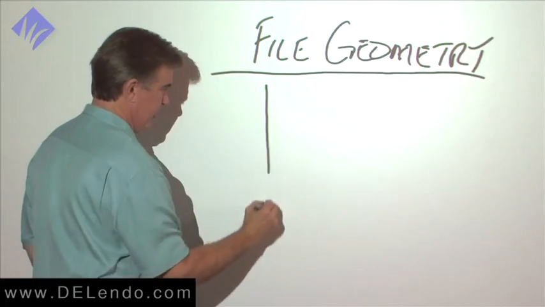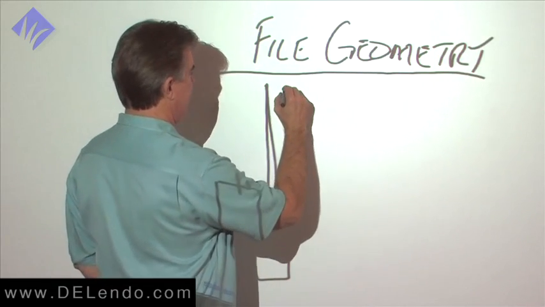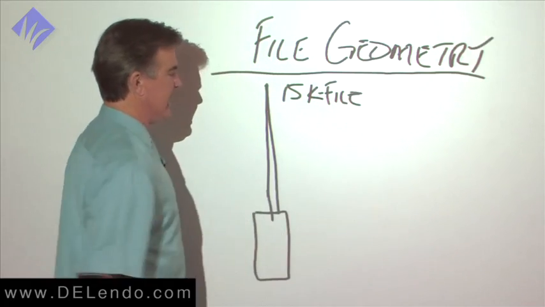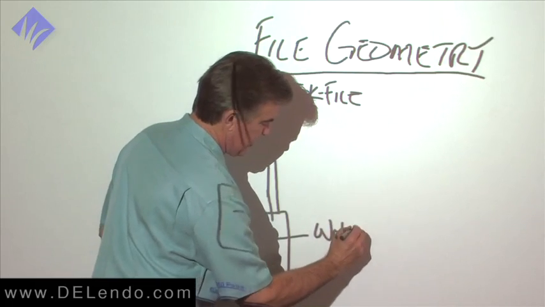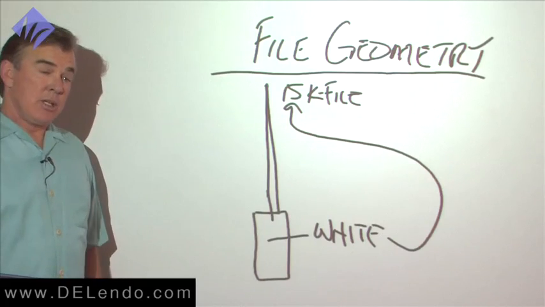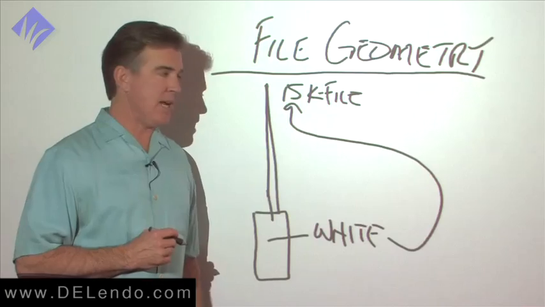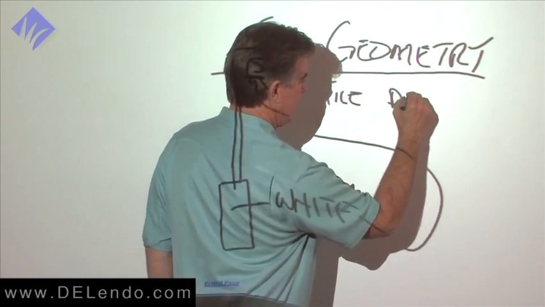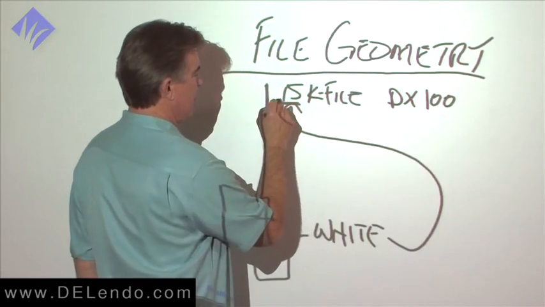Standard K files. This guy has a handle on it. It's a 15K file. What is the geometry of a 15K file? Well, first off, the ISO color means we have a white handle. The handle colors typically refer to the tip diameters. That also tends to be true of many of the tapered files. And this number here is the diameter times 100, because they didn't want to put a little dot right there.